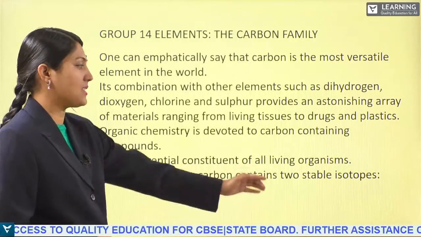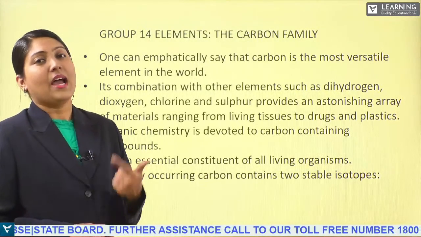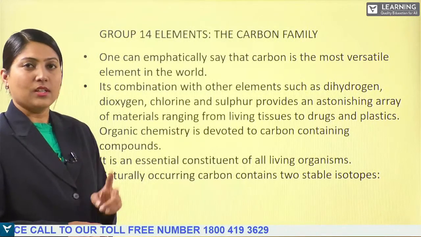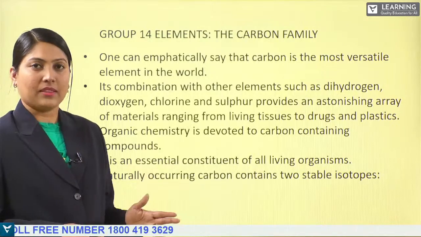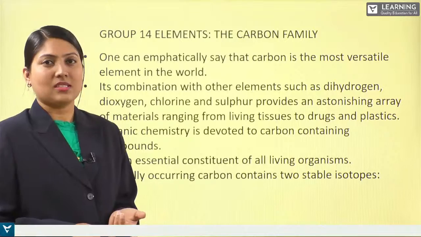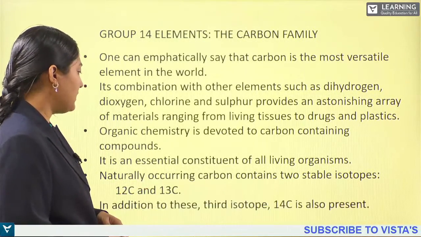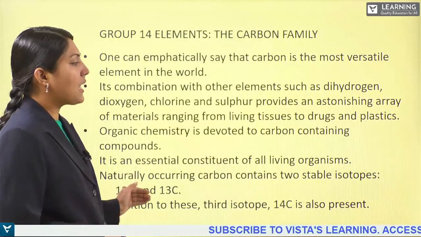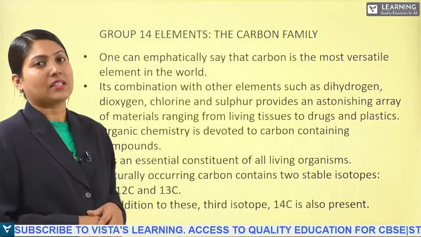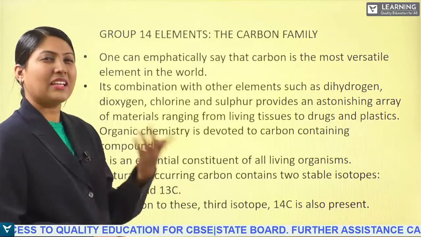And carbon has isotopes. It has the isotopes carbon-12, carbon-13 and traces of carbon-14 are found. Naturally occurring carbon contains two stable isotopes, that is carbon-13 and carbon-12, whereas the one which is radioactive is carbon-14. So carbon-12 and carbon-13 are the stable isotopes. In addition to this, we have the third one, which is carbon-14. We say it is radioactive; it decays soon.